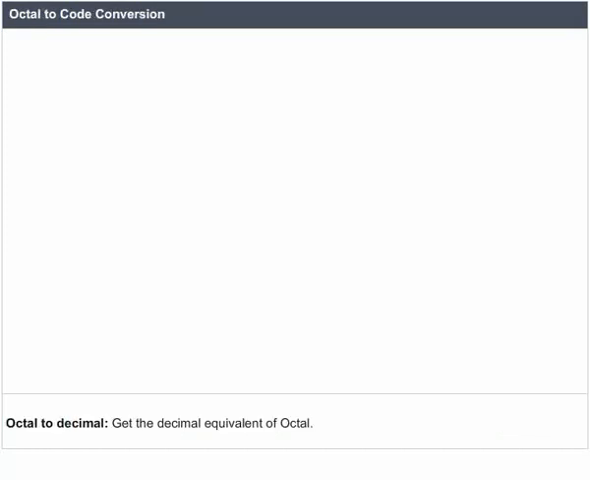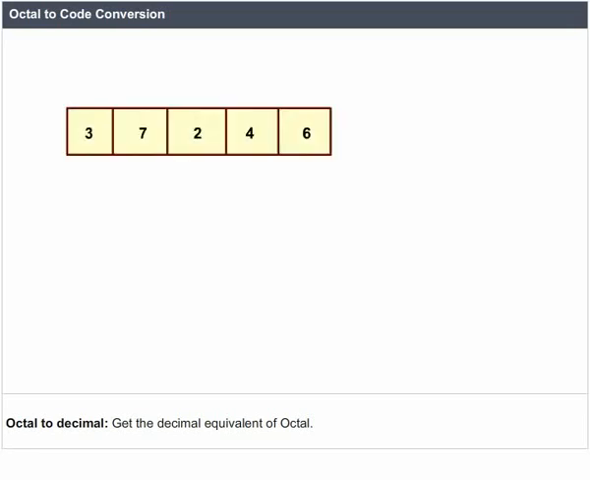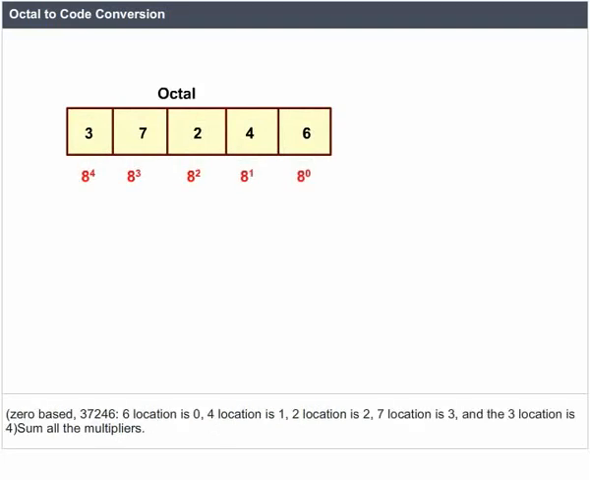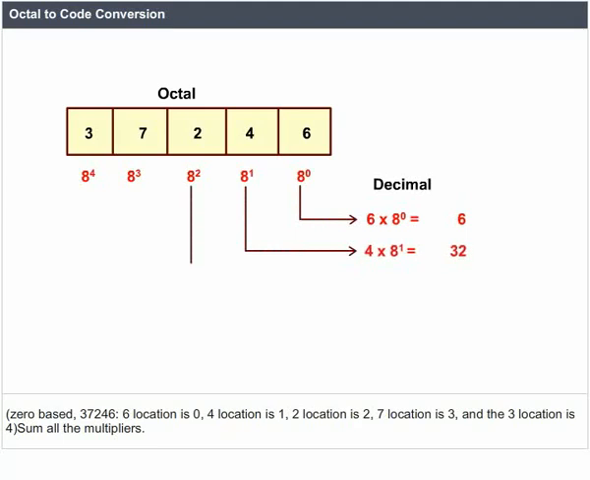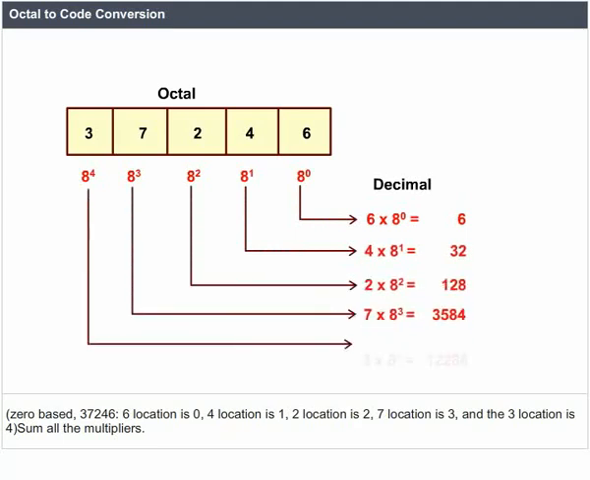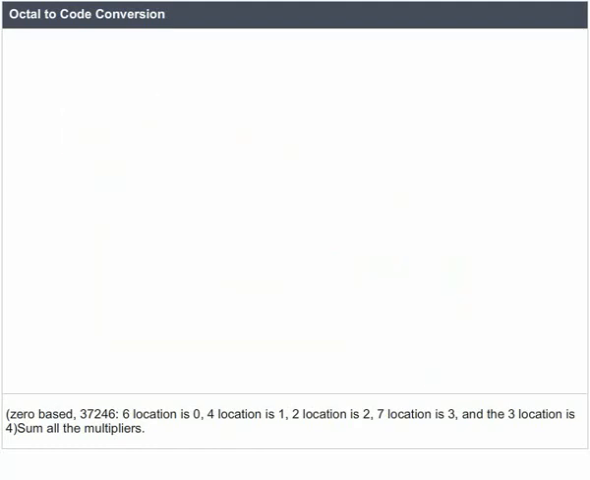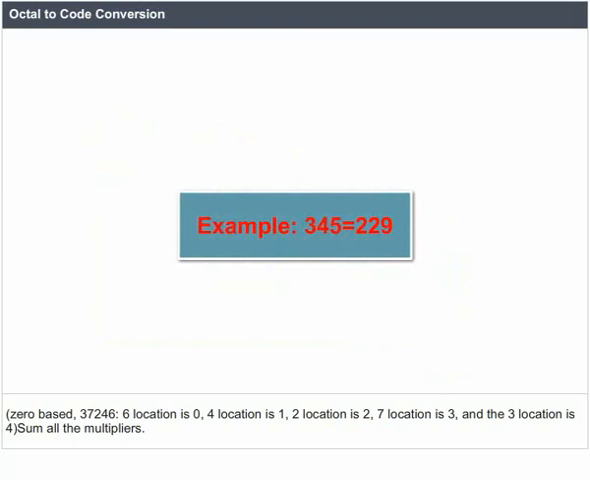Octal to decimal conversion. Get the decimal equivalent of octal. Multiply every digit with 8 to the power of the digit location. Zero-based, in 37246, the 6 location is 0, the 4 location is 1, the 2 location is 2, the 7 location is 3, and the 3 location is 4. Sum all the multiplied values. Example: 345 equals 229.